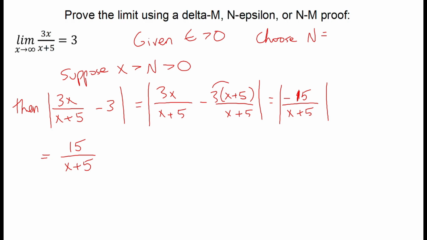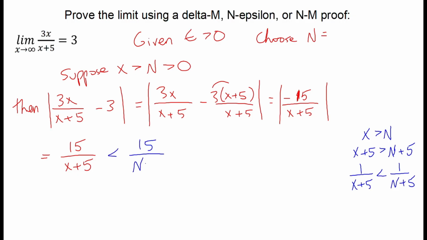And now we'll just use the information that we knew that x is greater than n to say that x plus 5 is greater than n plus 5 by adding 5 to both sides. And if we do that, then we know that 1 over x plus 5 is less than 1 over n plus 5. And so I can then just replace my 15 over x plus 5 and say that that is less than 15 over n plus 5.